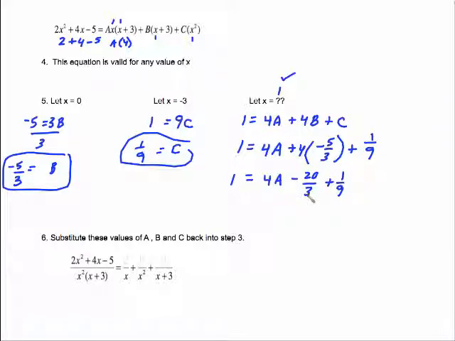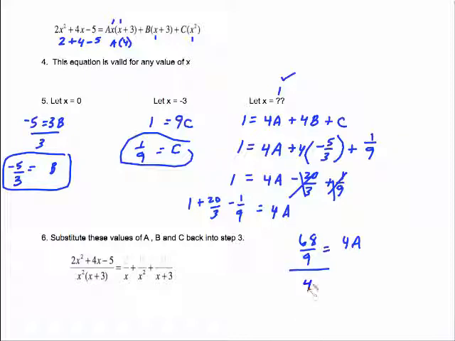What I did from here is I just added 20/3 over here. So now this is 1 plus 20/3, and that wipes that out. At the same time, I subtracted 1/9 from over here, which wipes that out, and now I have equals 4a. Using the calculator, you can do 1 plus 20/3 minus 1/9, and this is 68/9 equals 4a. Solve for a by dividing both sides by 4, and a works out to be 17/9.